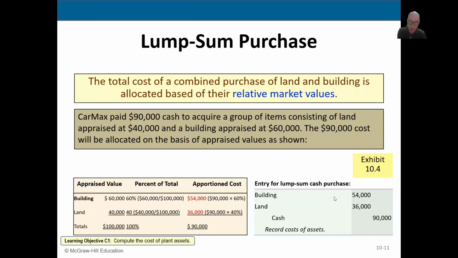And of course, we make our journal entry when we make the purchase. Debit building, 54,000. Debit land, 36,000. Credit cash, 90,000.